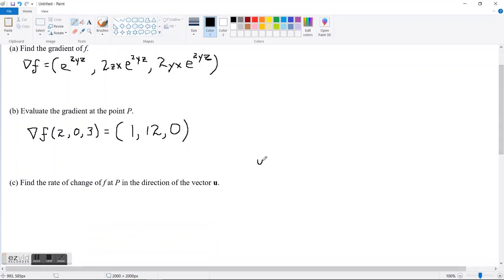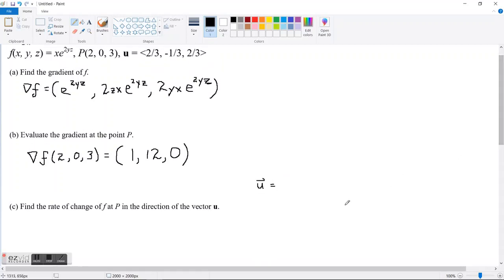Now we need to find the rate of change of our function f at the point P and in the direction of the vector u, which was given to us. That's the vector (2/3, -1/3, 2/3). And to find the rate of change of our function at a point in a given direction, we just do the dot product of our gradient with a unit vector in the given direction. So what I'm going to do here is check the length of this vector u to see if it's already a unit vector. The fact that u was used for it suggests that it might be a unit vector.